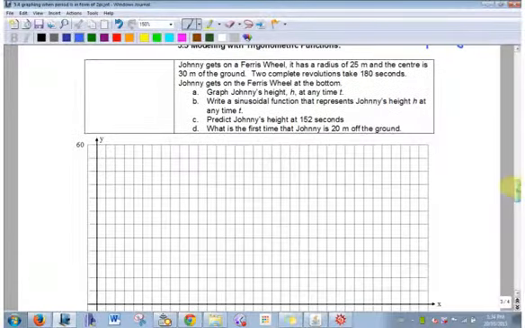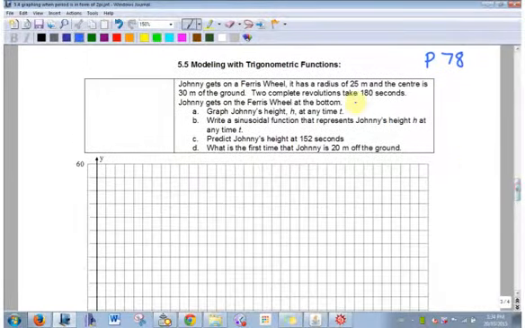Johnny gets on a Ferris wheel, which has a radius of 25 meters. Seem appropriate? Yeah, sure, why not? And the center is 30 meters off the ground. Does that seem appropriate? What if it was 20 meters off the ground? Would you question the guy who wrote the question? Yeah. Unless it's actually a depression.